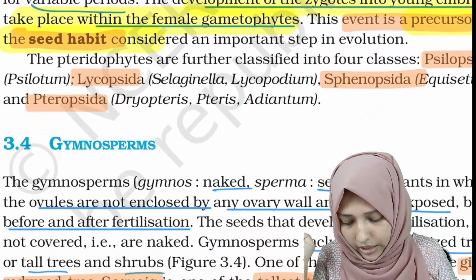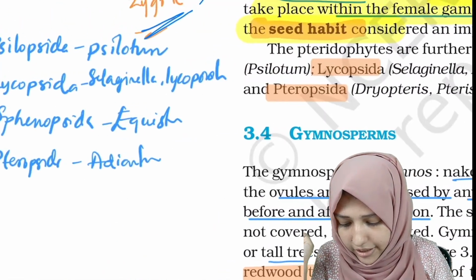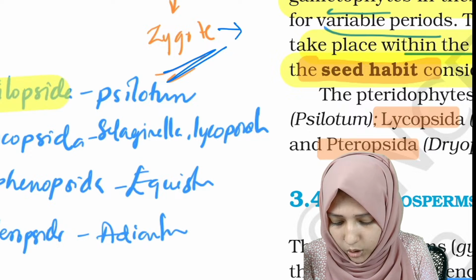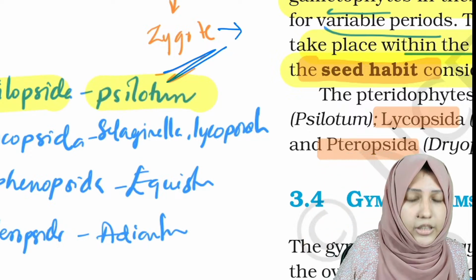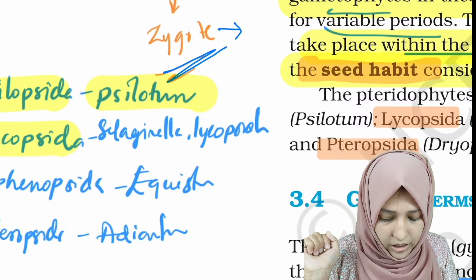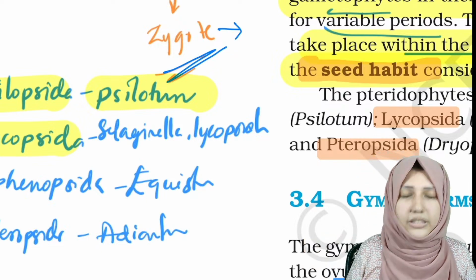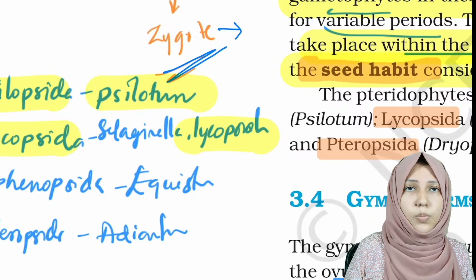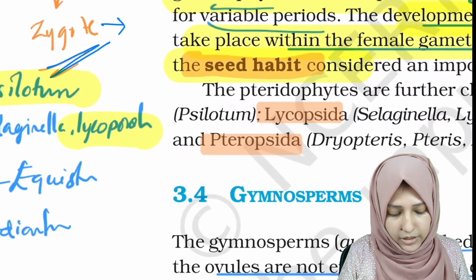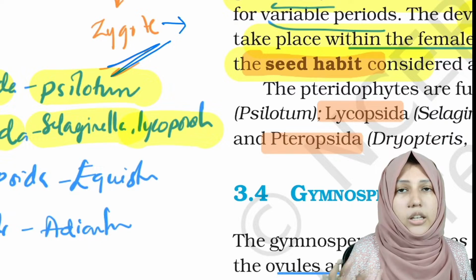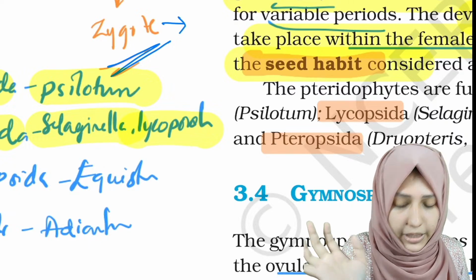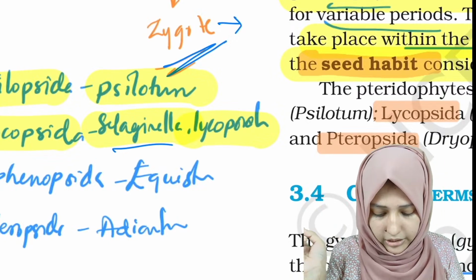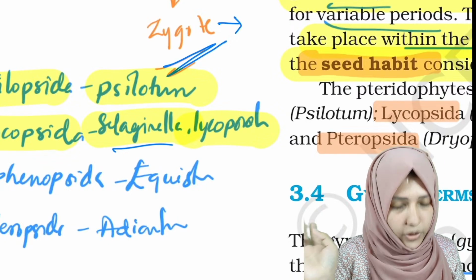Okay, and what are the examples? Examples are easy. See, Psilopsida, Psilotum. It's easy to remember, easy to study. Then Lycopsida, Lycopodium is very easy, and Selaginella is the only thing that you have to remember in Lycopsida. Okay, this is obvious, so you don't have to study about it. Psilopsida, Psilotum, Lycopsida, Lycopodium, it's fine.